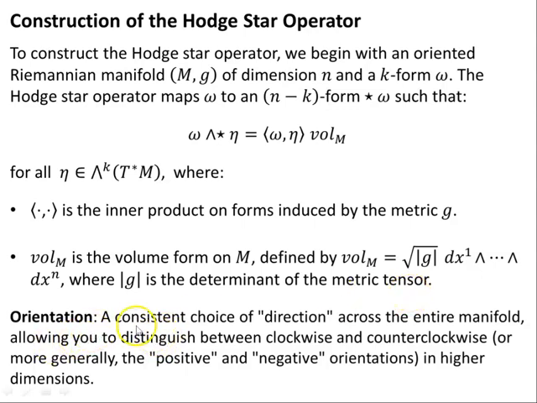Now, orientation. By oriented Riemannian manifold, we mean just a consistent choice of direction across the entire manifold, allowing you to distinguish between clockwise and counterclockwise, or more generally, the positive and negative orientations in higher dimensions. So the consistent choice of direction is what we mean by oriented, which is important because direction matters when we're dealing with these forms.